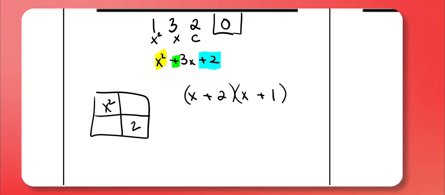But then we got to break up that 3x into a couple different terms, and one of them is going to be 2x and x because the sum of those two will give me 3x. Now I take out my GCFs depending on which way you want to do it.